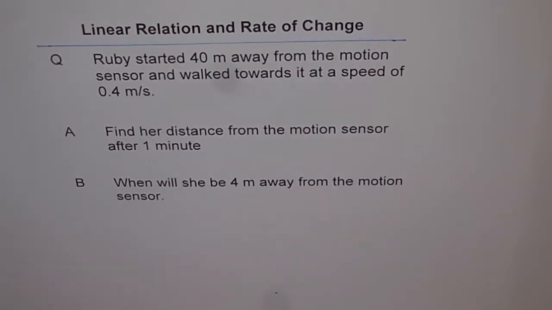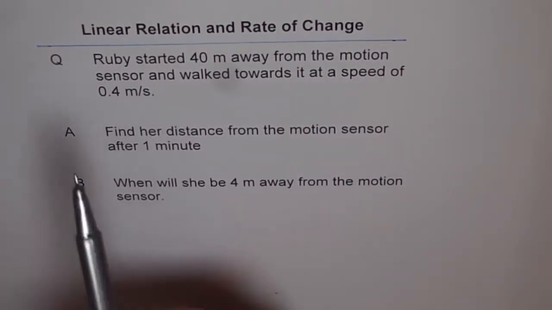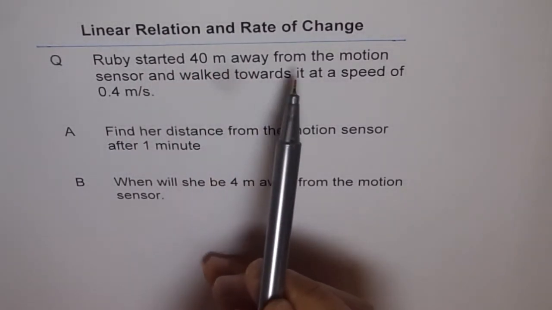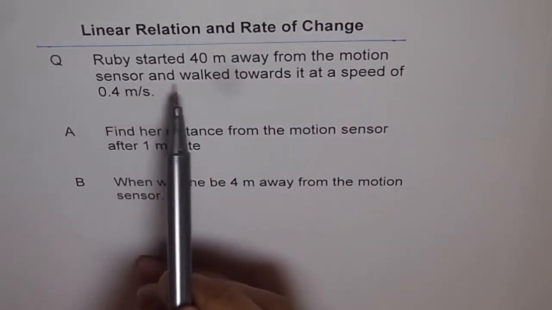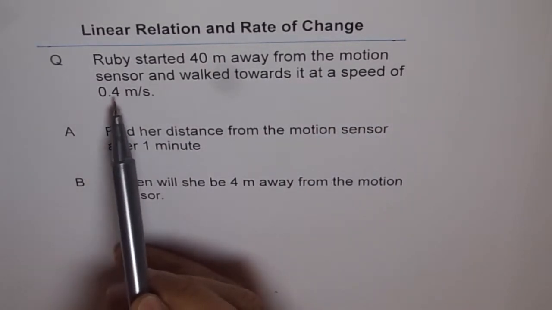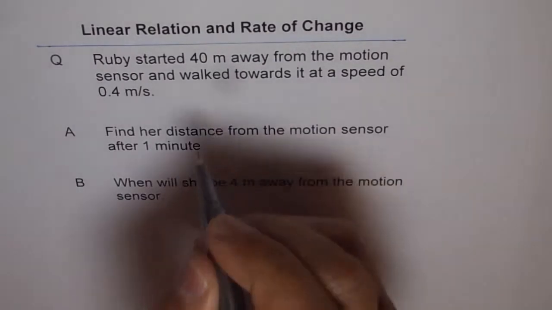Linear relation and rate of change. Ruby started 40 meters away from the motion sensor and walked towards it at a speed of 0.4 meters per second. Let's first think about it.